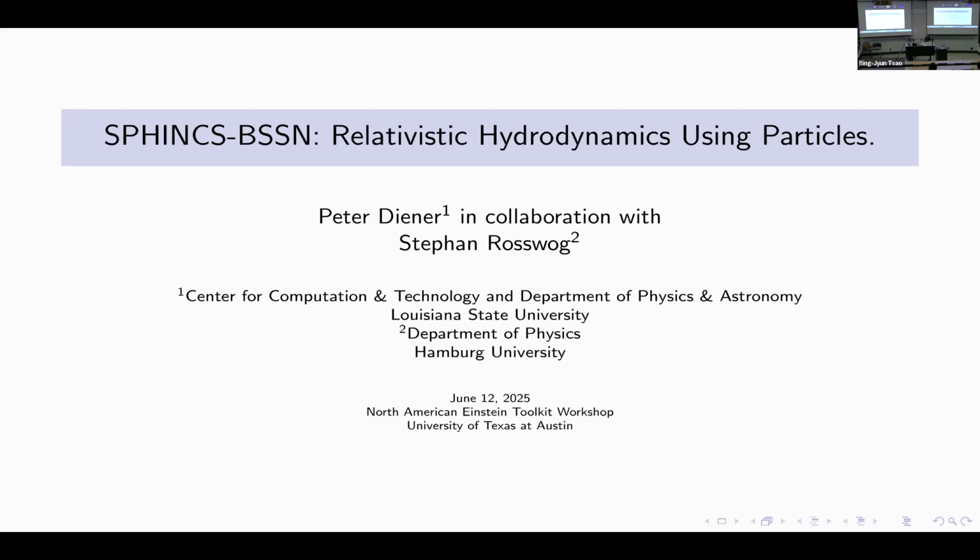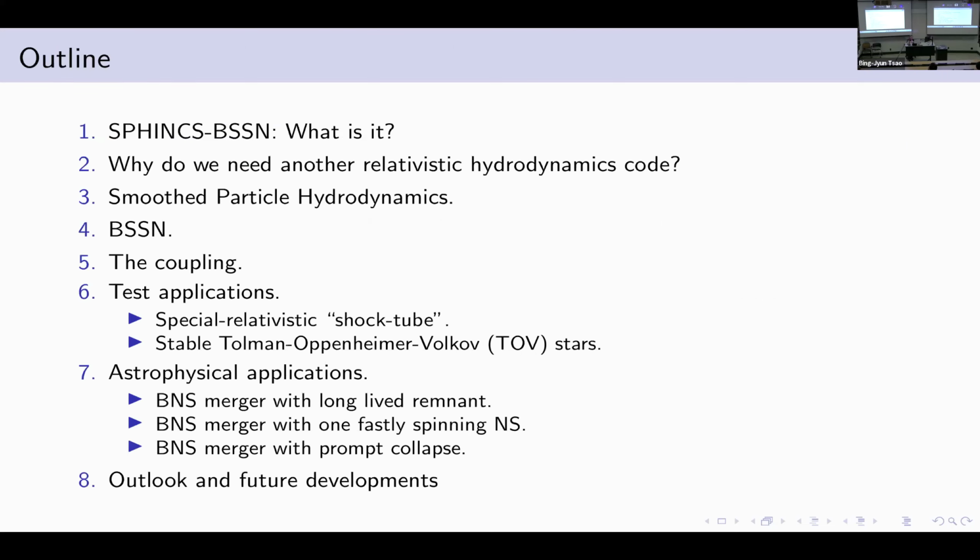it's still fairly new. So first I will say a little bit about what it is, and then I will talk a little bit about why we need another relativistic hydrodynamics code. We have plenty out there, but we can never have enough. I will tell you a little bit about smooth particle hydrodynamics. I will show you the BSSN equations, but we have seen them already here, so I won't, but I will highlight a few things there.